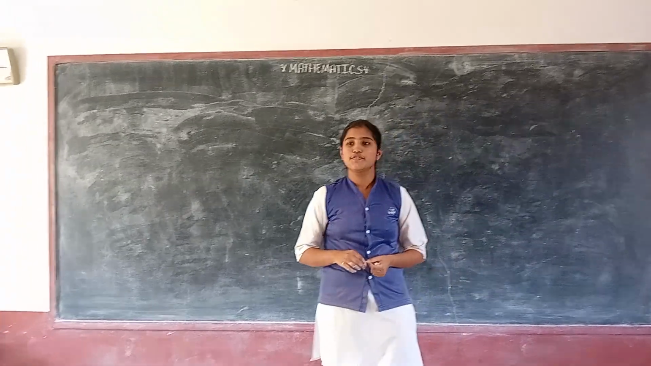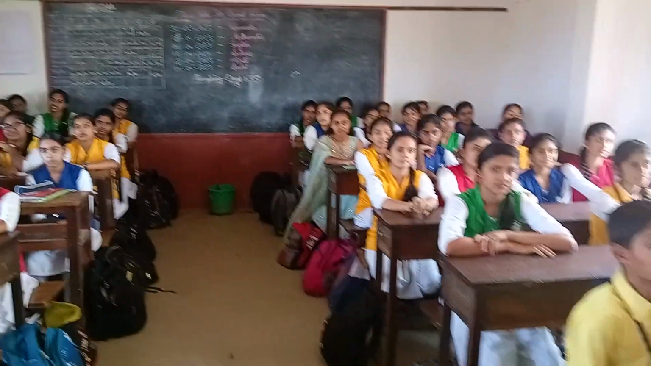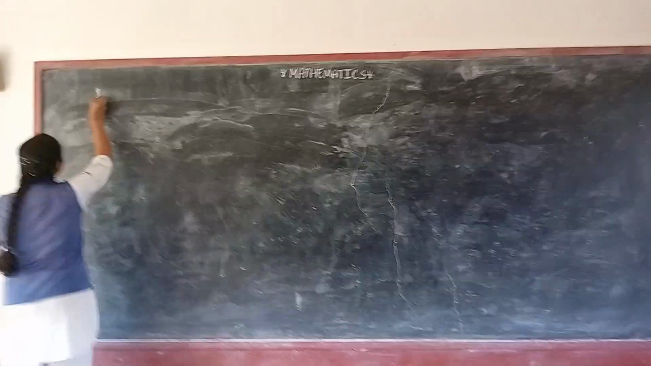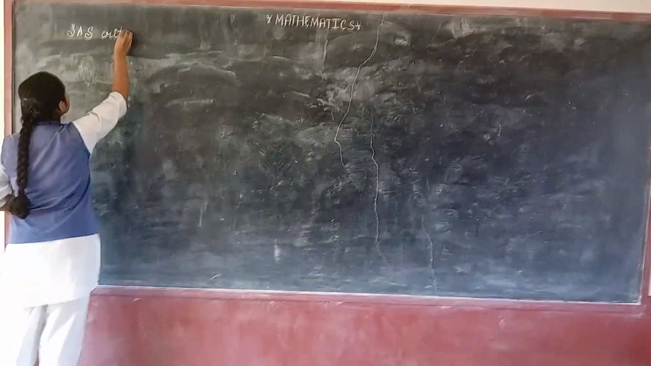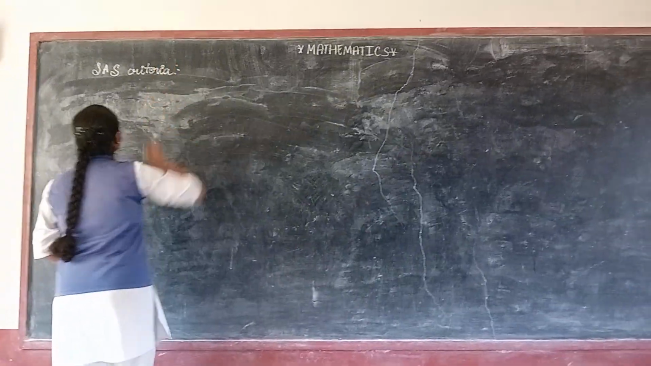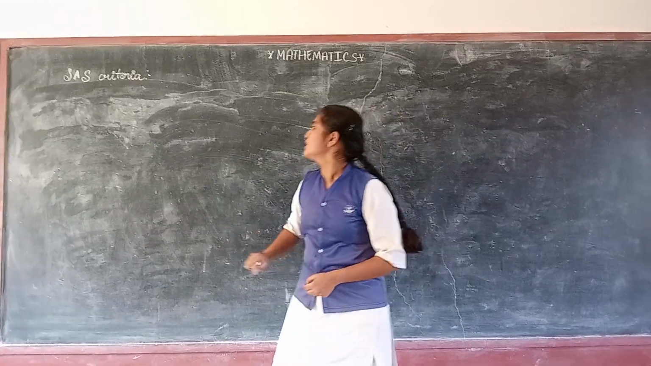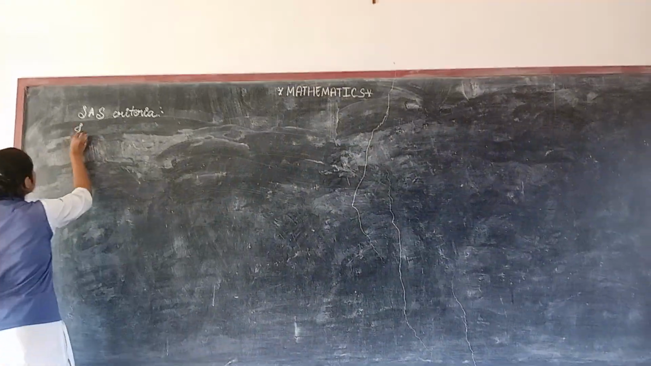Before in the classes, we have studied about similarity criteria like AA criteria, SSS criteria. Today we will be studying about one more criteria called SAS criteria. SAS means side angle side. We will first see what the statement of SAS criteria says.